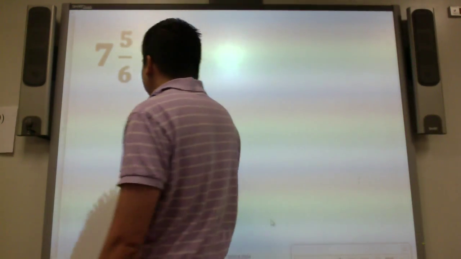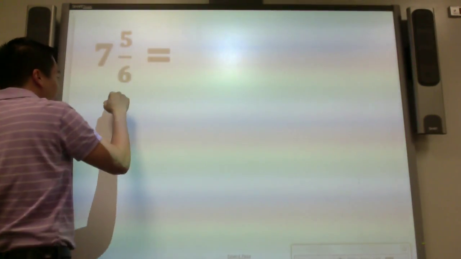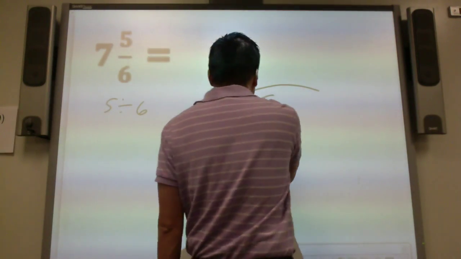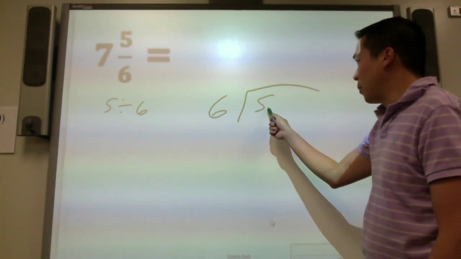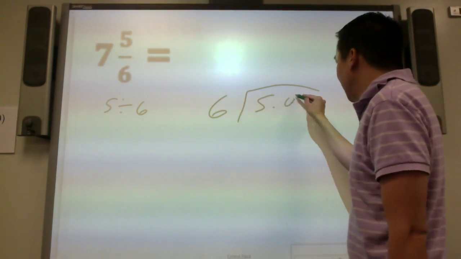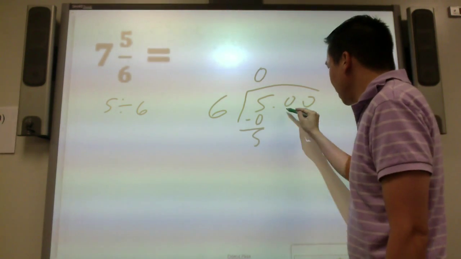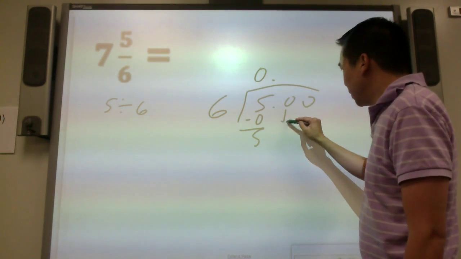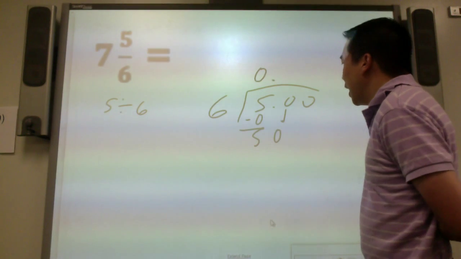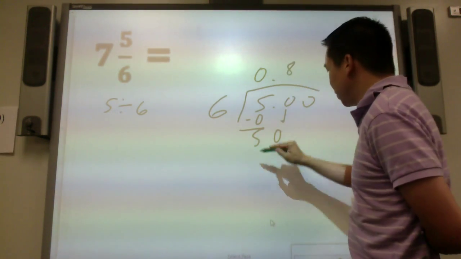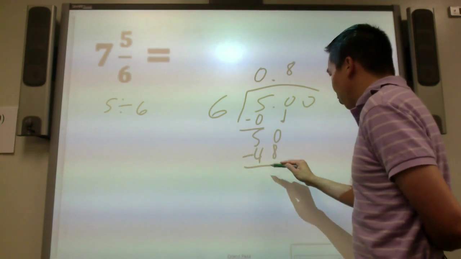Next one, 7 and 5/6. That's 5 divided by 6, or top goes in, bottom goes out. Can 6 go in 5? 0 times. Don't forget to line up the decimal. Bring down 0. Can 6 go in 50? 8 times? Yeah, 8 groups. 50 minus 48 is 2.